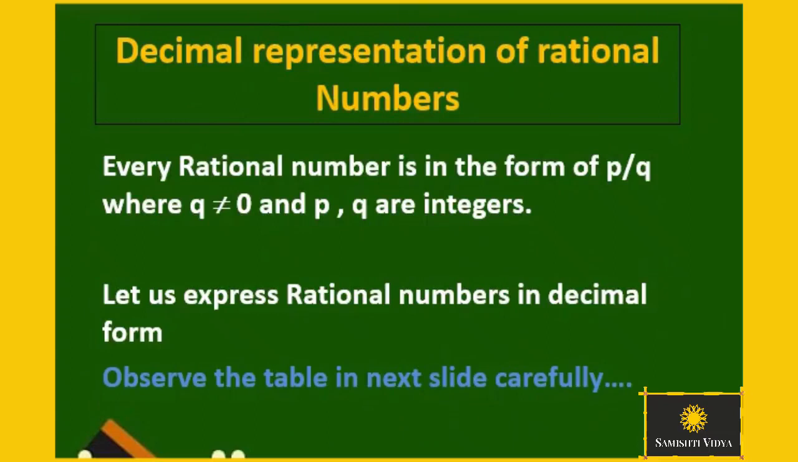Children, you all are already aware that every rational number is in the form of P by Q, where Q is not equal to 0 and P and Q are integers. Let us express rational numbers in the decimal form. Observe the table given in the next slide carefully.